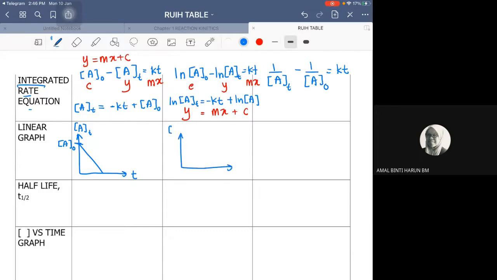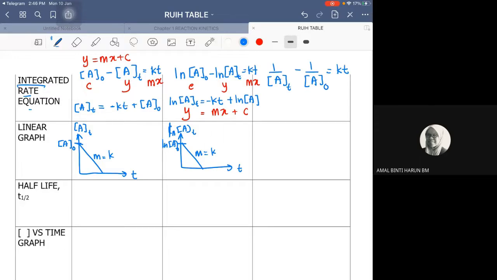Okay, ini ln A time versus T. So, dia negatif juga. Negative slope. So intercept dekat ln A initial. Okay, gradient dia apa? Gradient dia adalah constant, nilai K yang kita nak ganti dalam linear graph, linear equation tu.